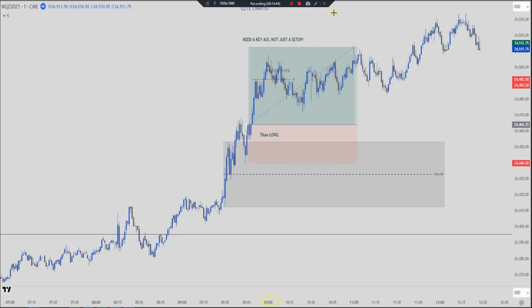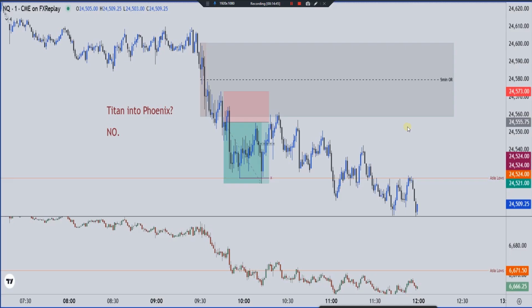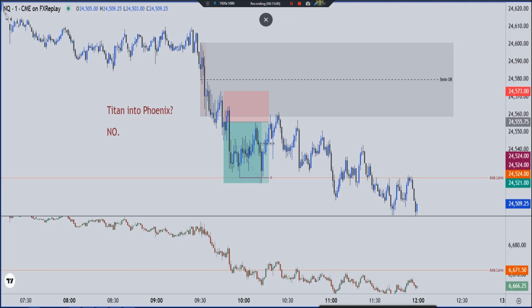So that's one example. Here's another example. Here's a Titan. We got our breakout. And the question is, is this a Titan into a Phoenix? And do we take it? Do we jump out? And the answer here is no, because, well, we got in our entry. Let's just show where our entry is. Well, we can see it right here.